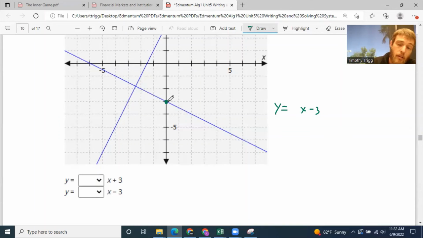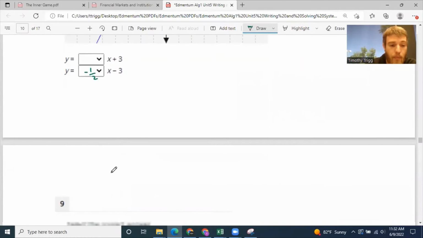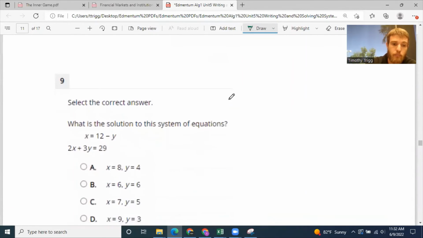Now this line is going downwards as you go from left to right. So in this case, your slope will be negative. Notice if I go to this point, I'm going down 1 over 2. So down 1 over 2. So the slope right here will be -1/2. Okay, go ahead and find the slope of this line and put the answer there.